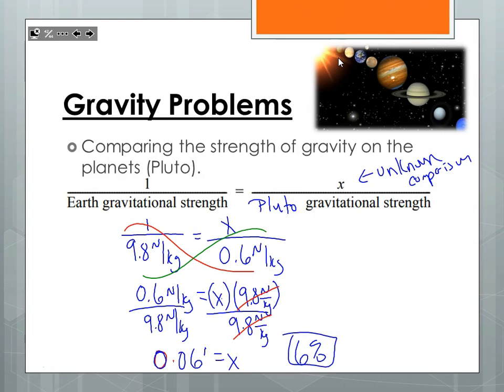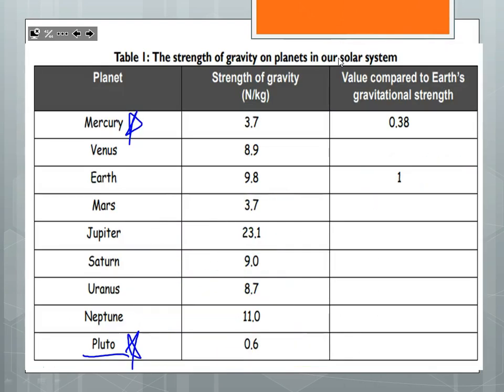So let's go back to our table. We said that it was a 0.6 strength of gravity, and so it had a 0.06 comparison to Earth's strength. So, does it have more or less? Has a lot less.